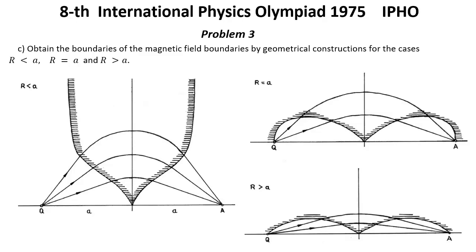If R greater than a, then not all ions will reach point A. Ions starting at an angle steeper than the tangent at Q do not arrive in A. The figure on this page shows the boundaries for the magnetic fields for the three cases: R less than a, R equal a, and R greater than a.